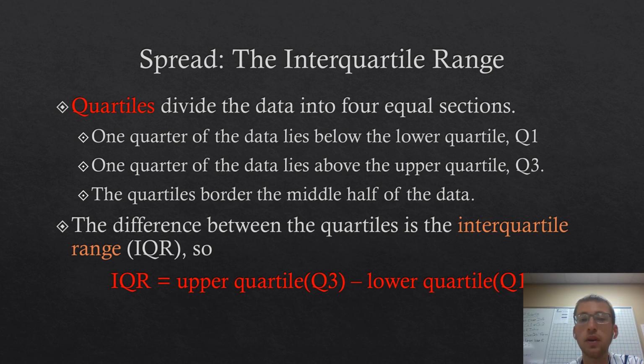So in order to find what our interquartile range is, we first have to divide our data into what's called quartiles. So quartiles divide the data into 4 equal sections. 1/4 of the data lies below the lower quartile, which we call Q1. Then 1/4 of the data lies above quartile 3, which is called Q3. And the quartiles border the middle half of our data. So within that range from Q1 to Q3, we call that our IQR. So the difference between the quartiles, if we take the upper quartile, which is Q3, minus the lower quartile, which is Q1, that is what we call our IQR, or interquartile range.